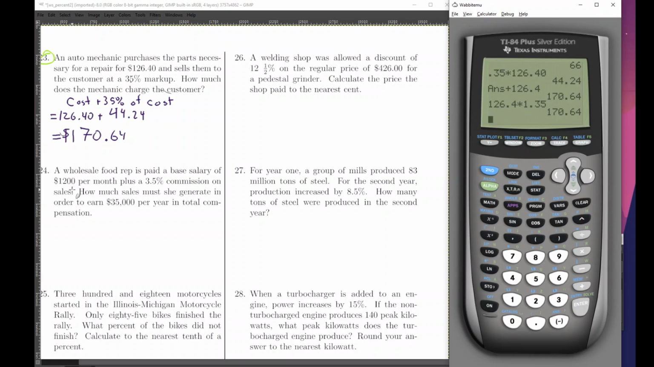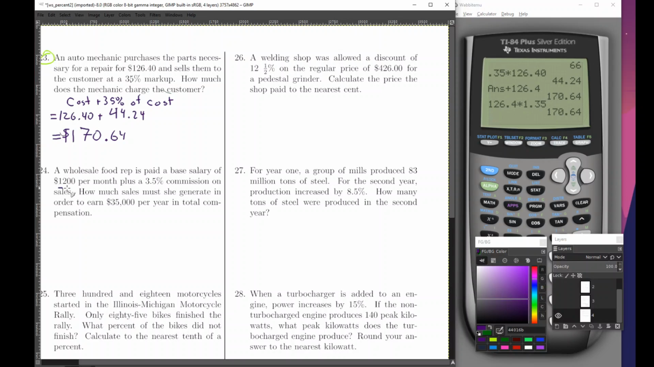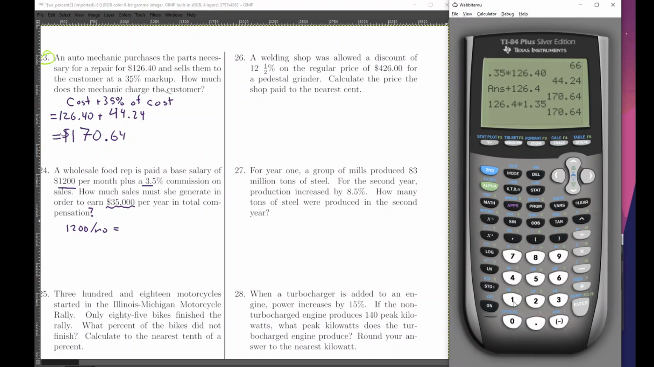A wholesale food rep is paid a base salary of $1,200 per month plus a 3.5% commission on sales. How much sales must she generate in order to earn $35,000 per year in total compensation? $1,200 per month is equal to 1,200 times 12, so 14,400 per year.